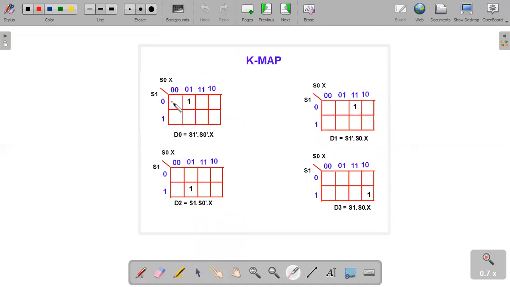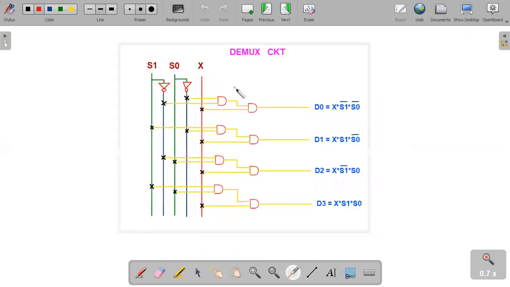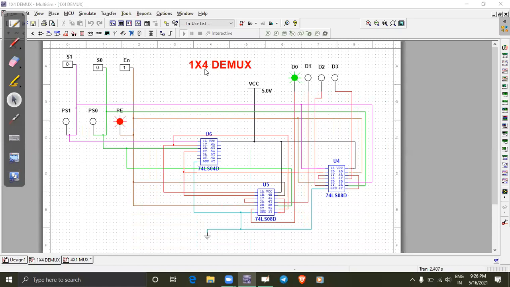We can simplify the truth table by K-map as we saw in the multiplexer, so we directly go into the circuit. Here the demux circuit has two select lines S0 and S1 and an input or enable pin, and it has four outputs D0, D1, D2, D3. Now we can see the simulation. Here is the circuit for 1 to 4 demux. I have designed it for 1 to 4. You may design 1 to 8 and so on.